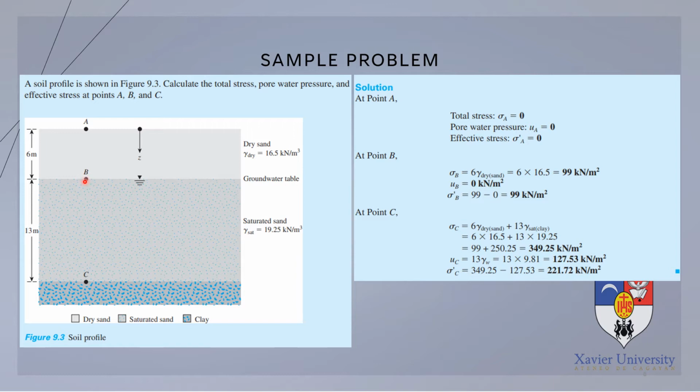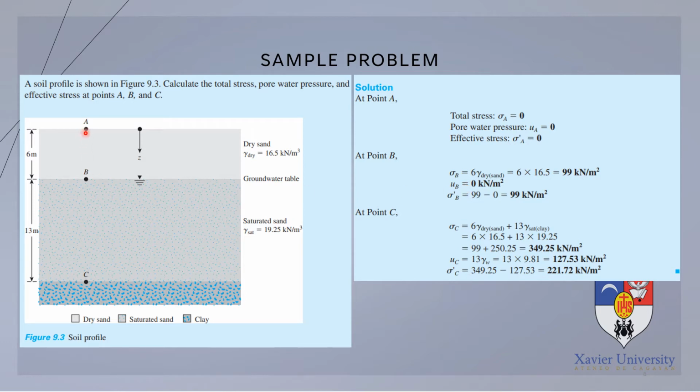Now at point B, what are the things above our point B? This layer, equal to 6 meters in height, has a dry unit weight equal to 16.5. Our total stress here is equal to the pore water pressure plus the effective stress. So total stress is equal to gamma dry sand times 6, that is equal to 99 kilonewton per square meter, because it is stress.